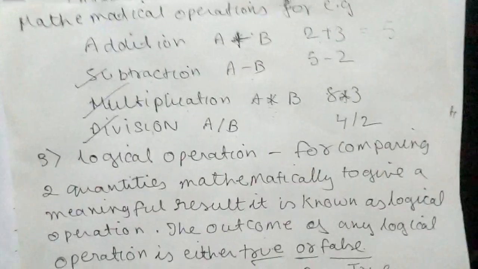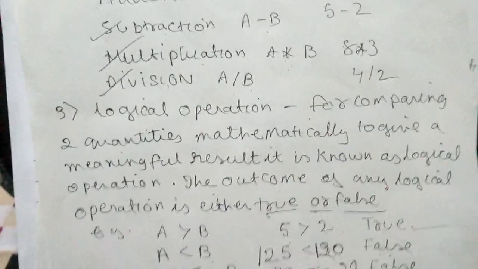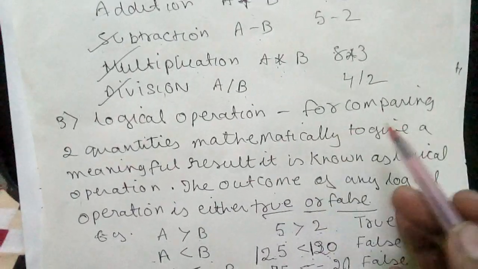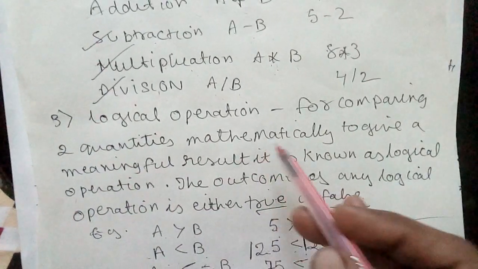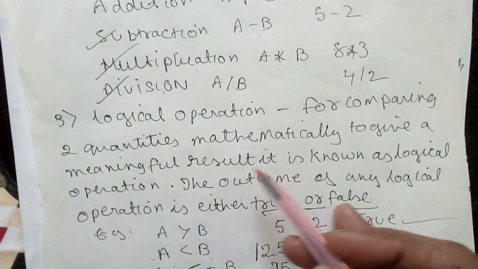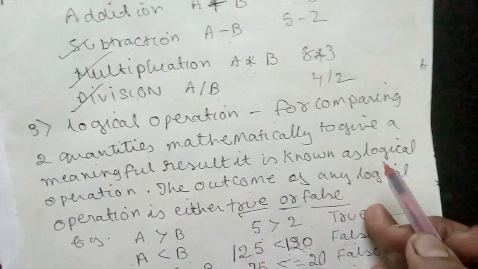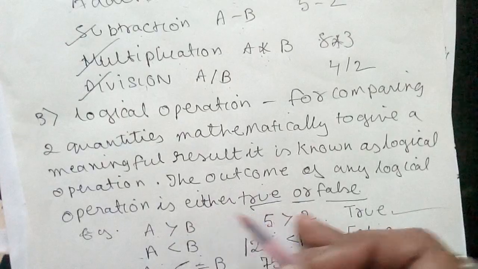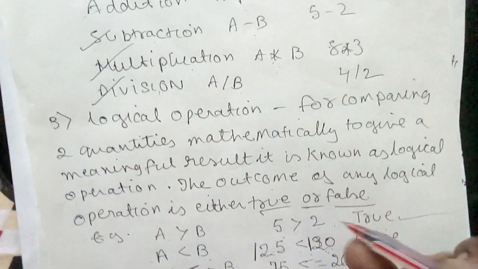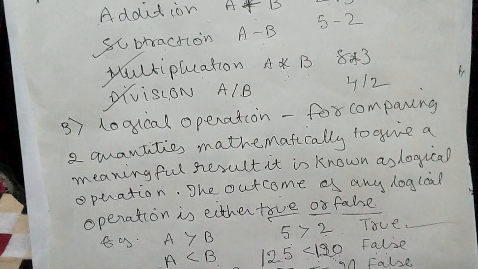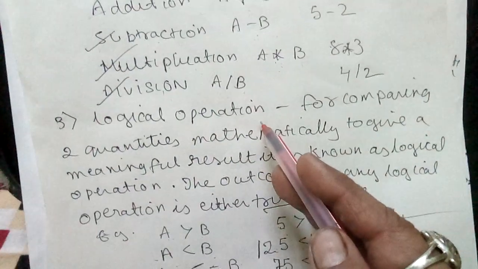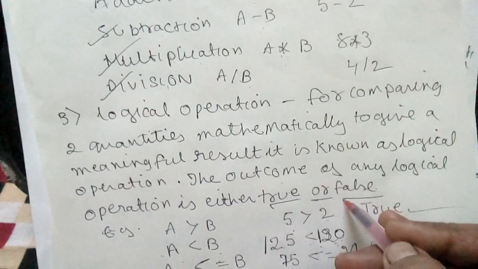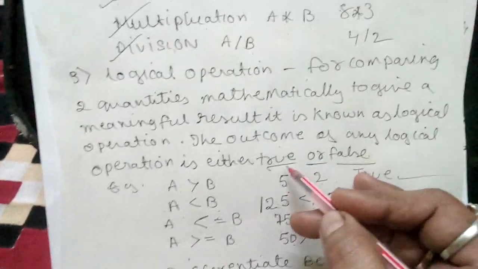Next we talk about logical operations. What are logical operations? Comparing two quantities mathematically to give a meaningful result is known as logical operations. The output of any logical operation is either true or false. When we have to compare two quantities, then we use logical operations. In computer terms, the answer comes either true or false.